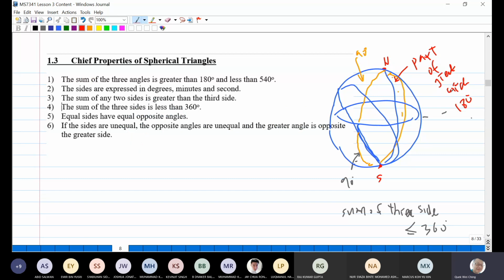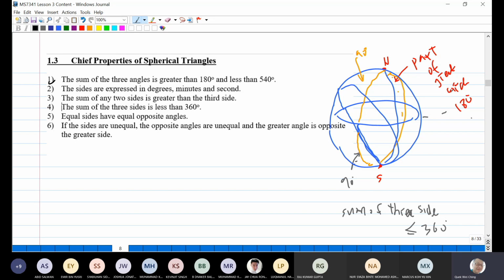Okay, so some main properties of a spherical triangle. The first point: the sum of the angles of a spherical triangle is greater than 180 and less than 540.